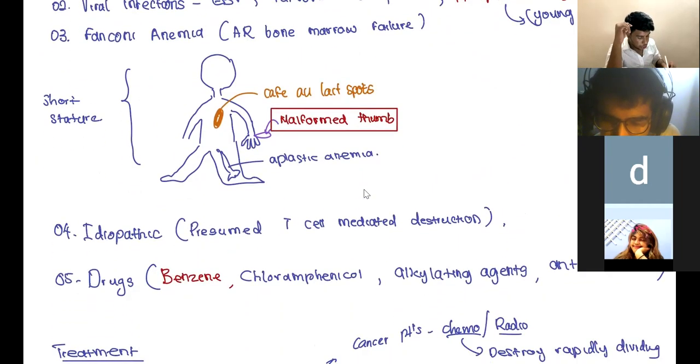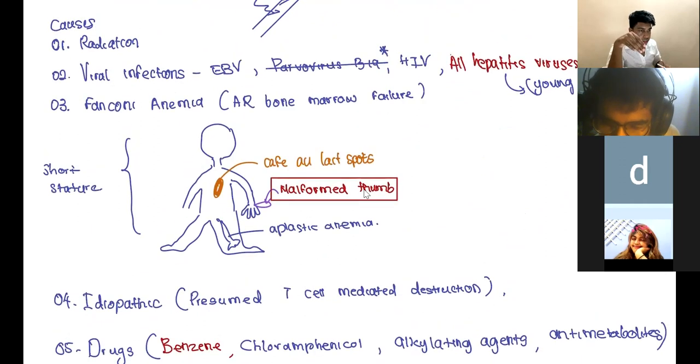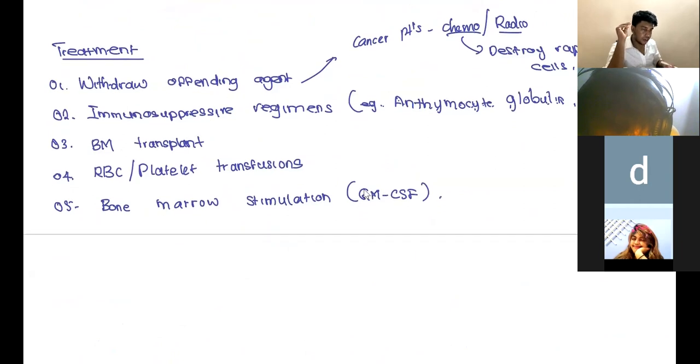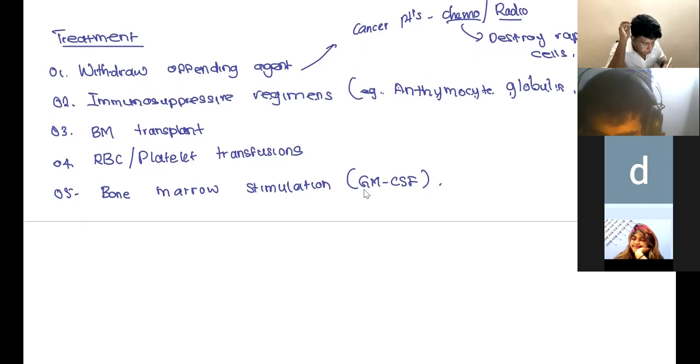Then if there is an unknown cause, such as if it is idiopathic or if it is due to after viral infection, you can go for these immunosuppressive regimens. They have been found to work. Okay. Next, you can remove the bone marrow and put a new one in. And if needed, you can go for transfusions. If the anemia or thrombocytopenia is too much, you can go for those. And you can go for these bone marrow stimulating agents. Even if there's one cell, you can try to stimulate this, okay, to divide.